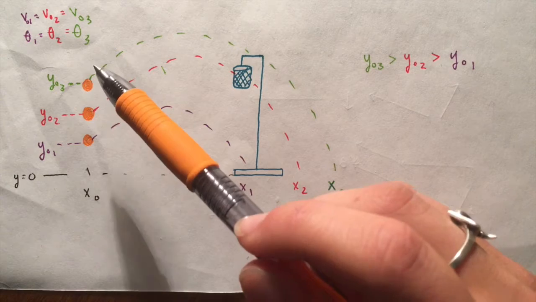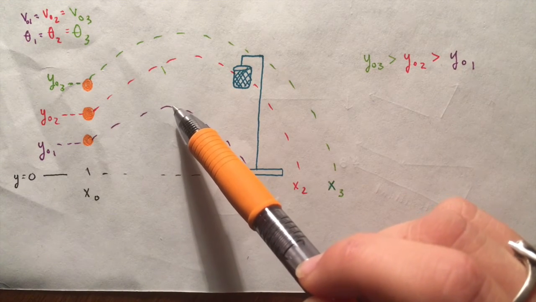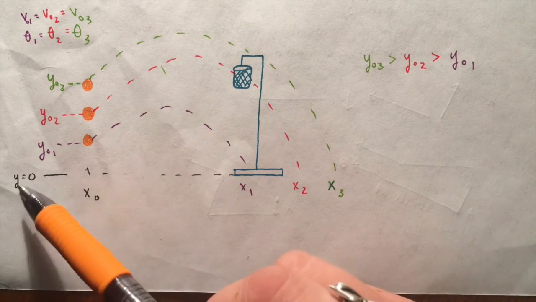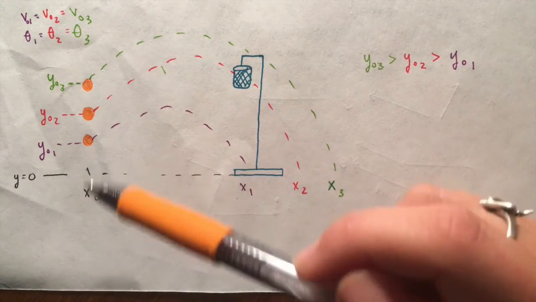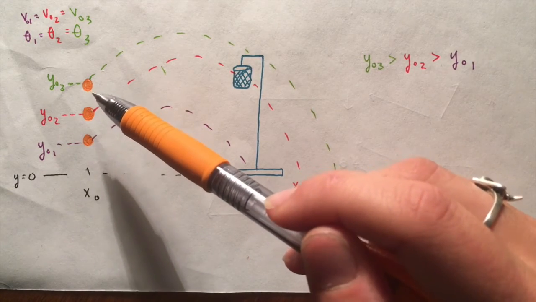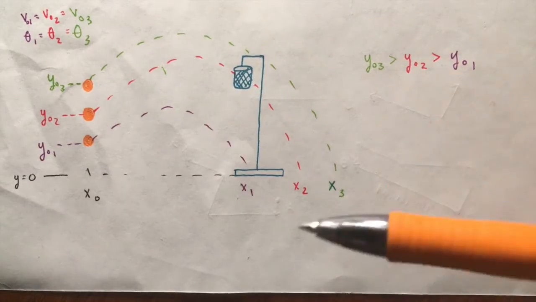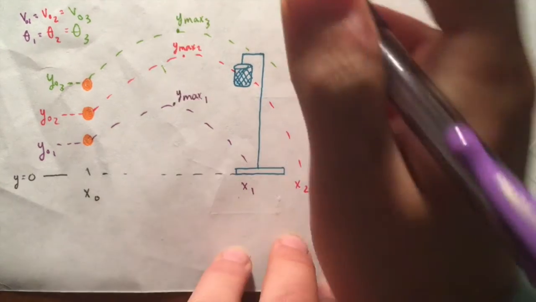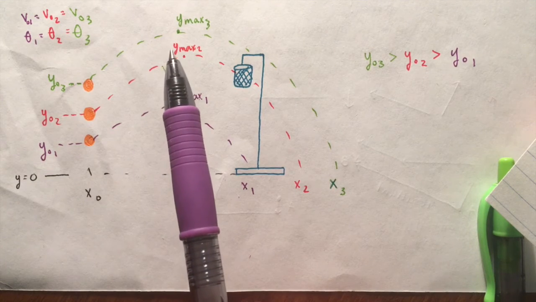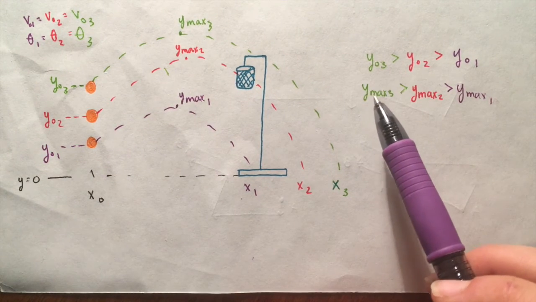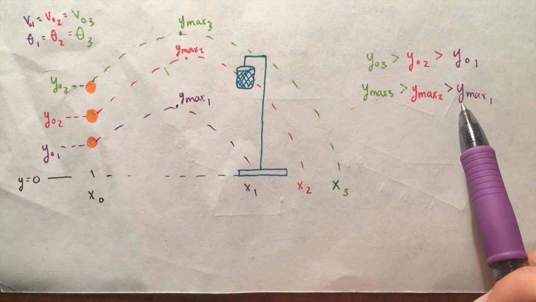As the starting height increased, so did the maximum vertical displacement. So my y=0 reference line is the ground, right? The ground is 0. And as the starting height increased, so did the maximum vertical displacement, the peak height. So the higher the ball starts, the higher it is going to go vertically. The ball that started the highest went the highest, and the ball that started the lowest went the lowest.